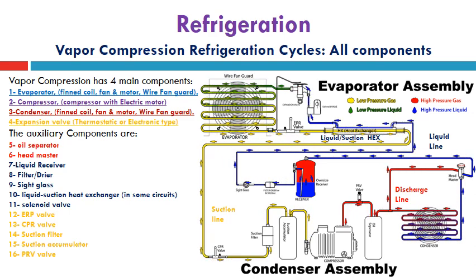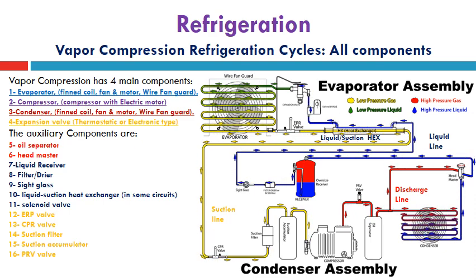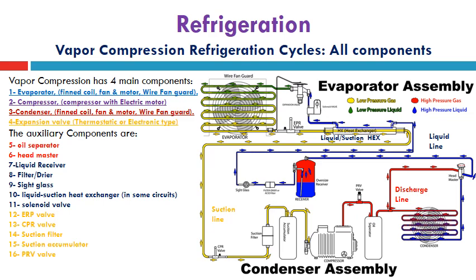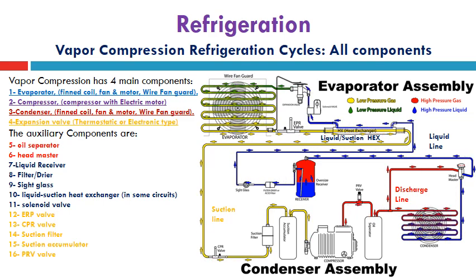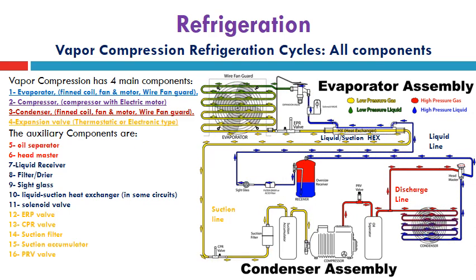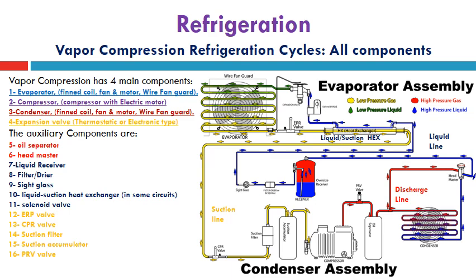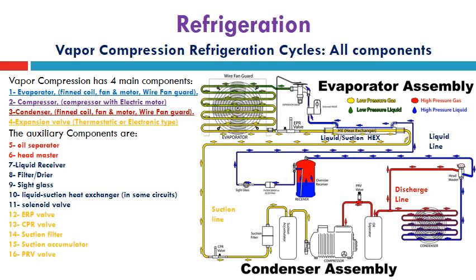7. Liquid receiver. The liquid receiver must be connected on the cycle downstream of the condenser to collect the liquid refrigerant going out of the condenser and resupply it in liquid phase to the evaporator before going through the expansion device.